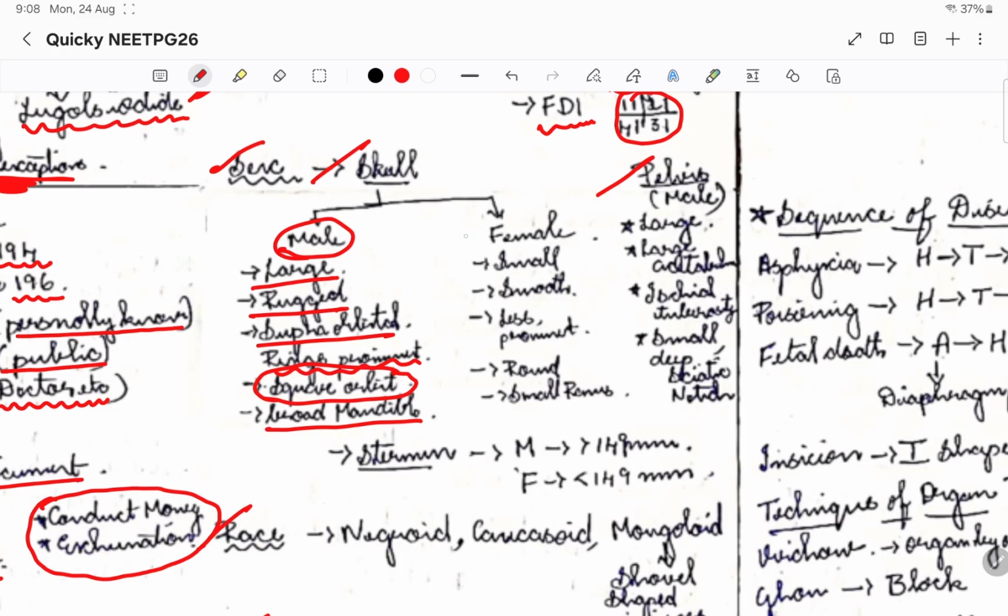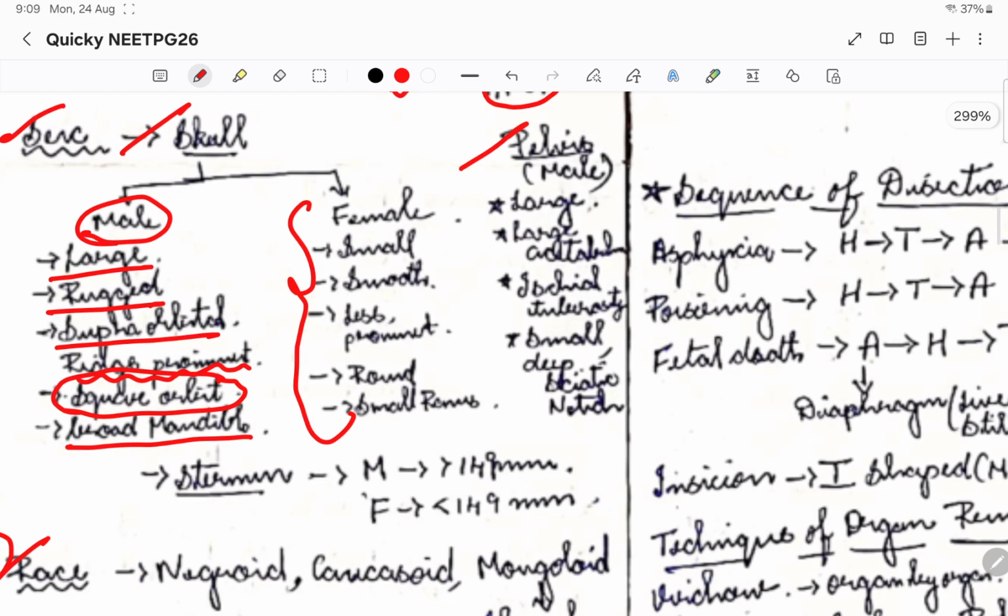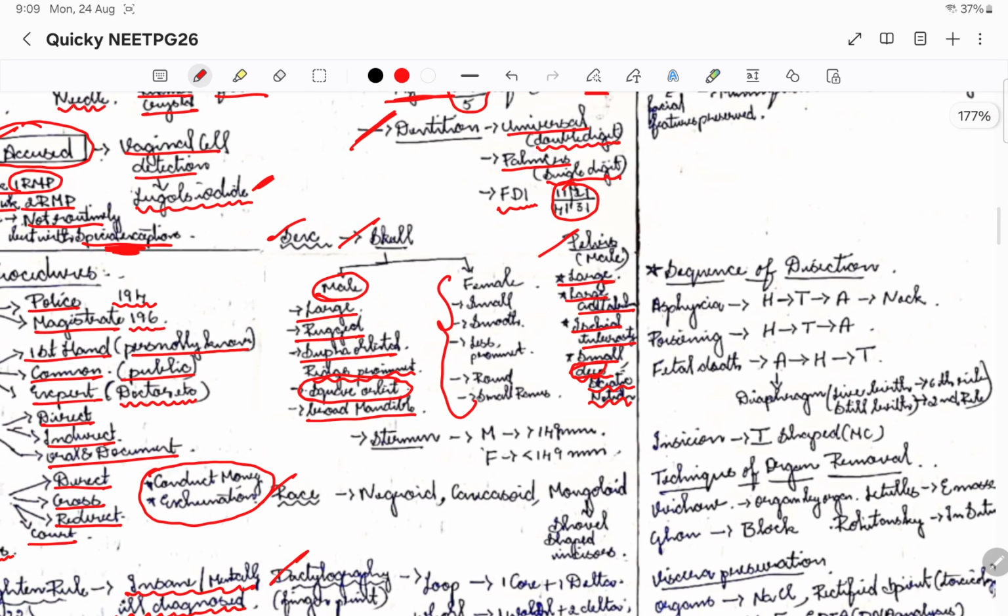Okay, so that is the difference when it comes to female. Then coming to pelvis, again male, a large acetabulum will be there, then the ischial tuberosity will be prominent, then a small and deep sciatic notch will be there. Here also it is deep. Okay, remember, deep sciatic notch. So this is how you differentiate between the skull of a male and the pelvis of a male.